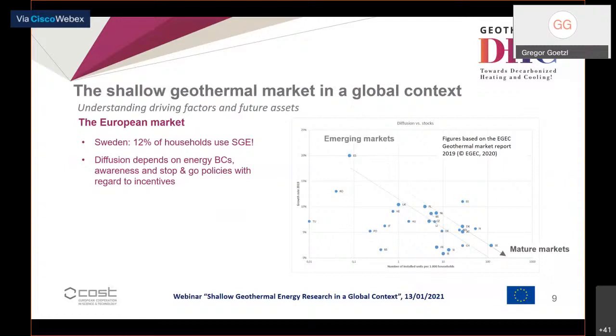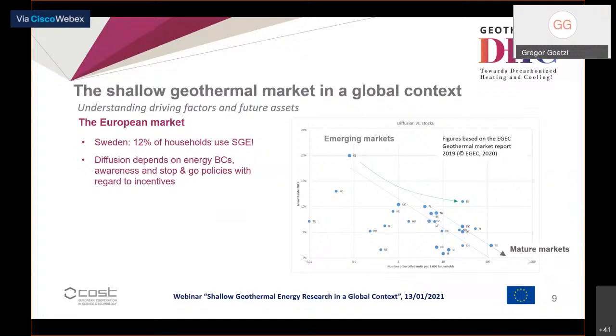But it needs to be pointed out that countries like Sweden already have, according to the market numbers, a diffusion rate of more than 10%. So it means more than each 10th household uses a geothermal heat pump. And you see also on this sketch several clusters with similar conditions regarding diffusion.